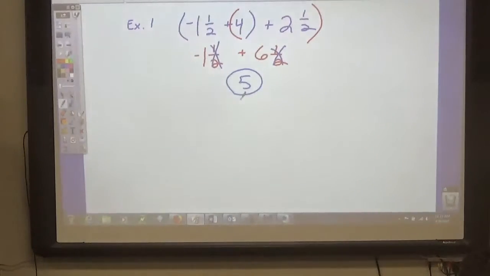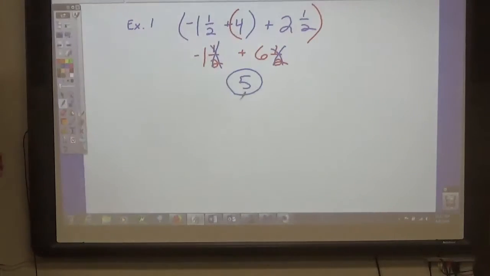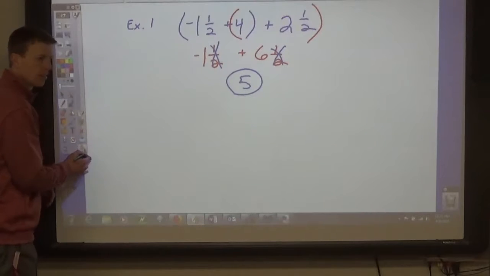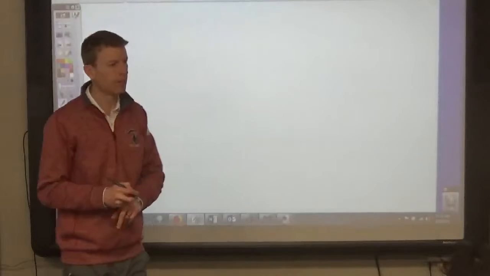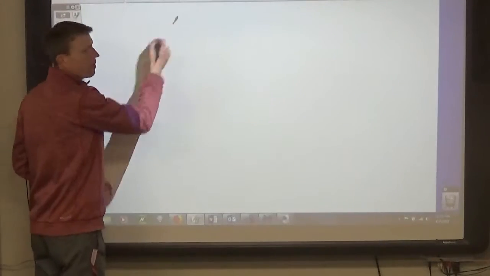Look at this letter B, the associative property of multiplication. Matt, that's enough now. Pay attention. The associative property of multiplication.